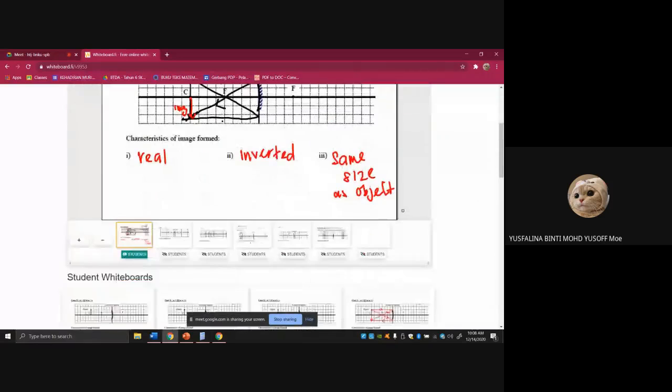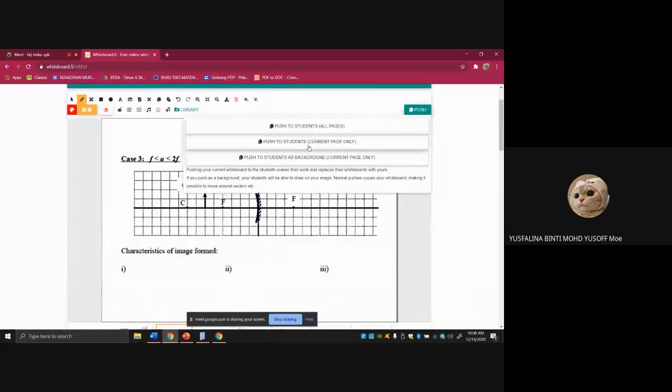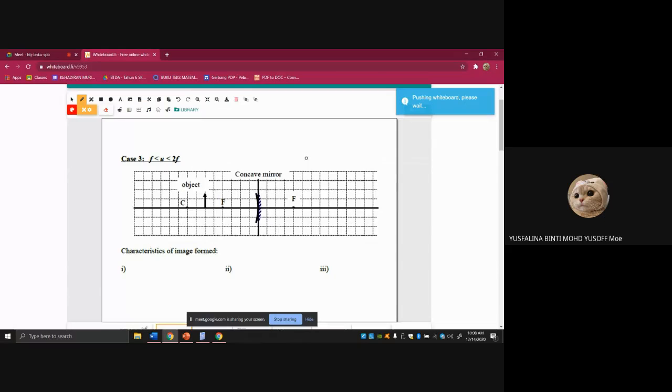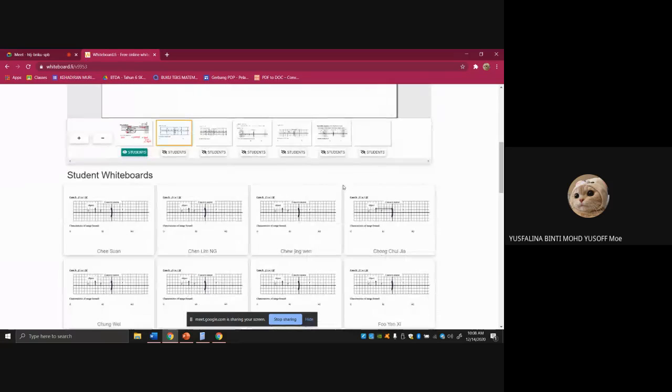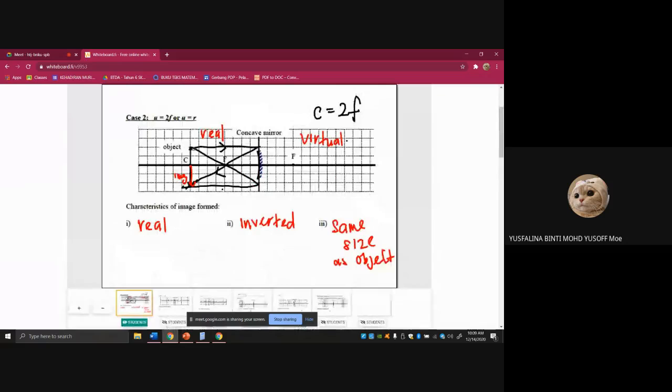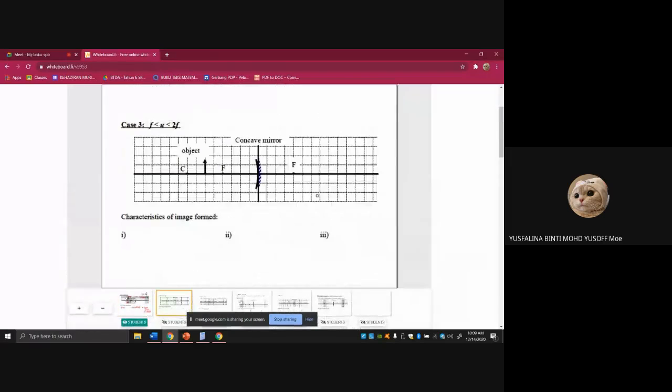So the next one, wait, I push to over here. The next one is when the object is at a position between F and 2F, in the middle here. So draw the same way as the first one. The first line comes from the arrow here, goes here, and then reflects back through the focal point. The second one goes to F and reflects back. So this one should also be the same. Can you try to draw it first, and try to see the characteristics of the image?